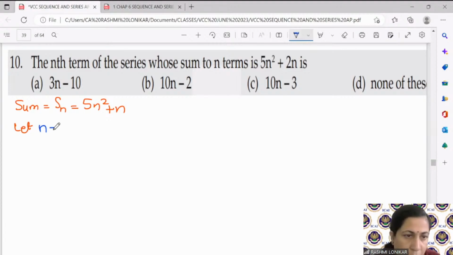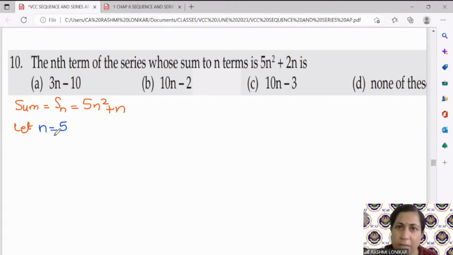Okay, let us put n equal to 5 and see. Now, if I put 5, why did I take 5? I can take any number. I can take 7, I can take 9, I can take 13 also. But I know 5 table is very easy for me. So I can do calculation in the table of 5 very easily. So let us see. Now let n be equal to 5. So what will be the value of S of 5?